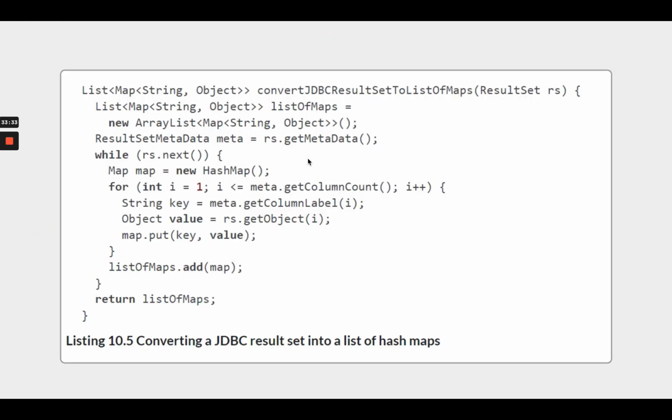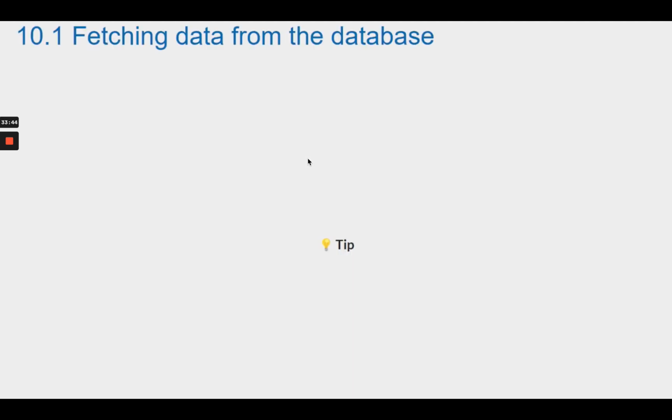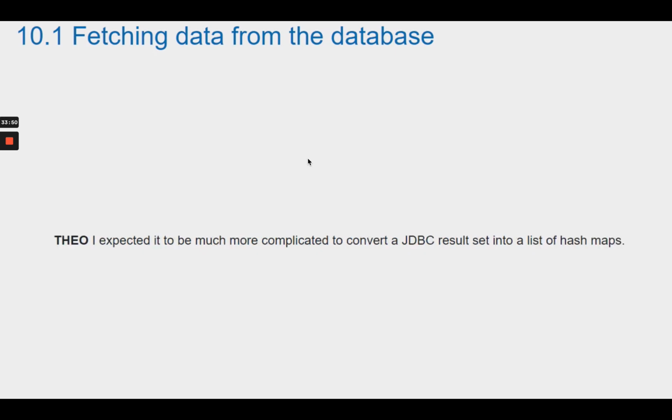Joe pulls a piece of code from one of his personal GitHub repositories. He then shows the code for the JDBC conversion to Theo, who seems a bit surprised. Tip: converting a JDBC result set into a list of hash maps is quite straightforward. Theo: I expected it to be much more complicated to convert a JDBC result set into a list of hash maps. Joe: It's straightforward because, in a sense, JDBC is data-oriented.